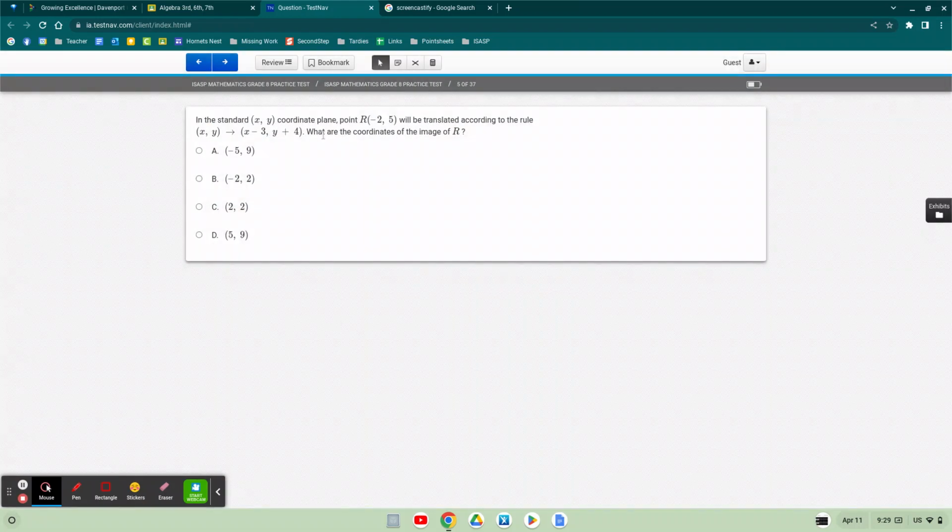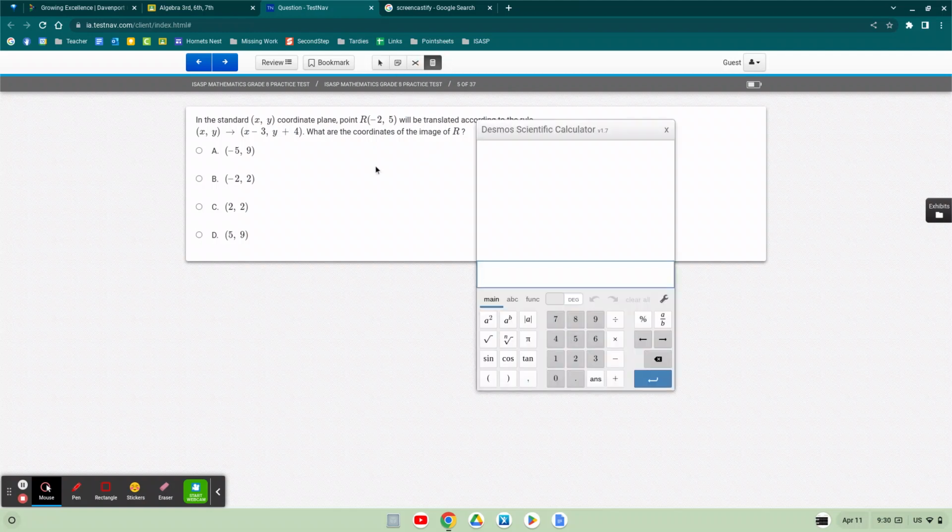Okay, so in the standard coordinate plane, the point (-2, 5) will be translated according to the rule x minus 3 and y plus 4. So remember, translated just means it's going to move. So where would the new image of R be? If you're not good at your math, we're just going to take our x value and minus 3. So -2 minus 3 is -5. Well, the only one that it could be is A. And then 5 plus 4 is 9. So you're good.